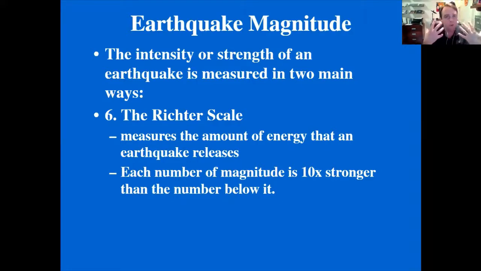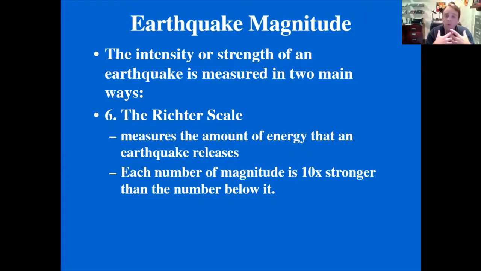The higher magnitude numbers don't happen as often. The higher up in magnitude you go, the less frequent they are. So magnitude 1s, 2s, all the time, every day. Magnitude 7s and 8s, pretty rare, pretty rare. They can happen, of course, and they can happen in some very bad places where they're populated. But again, we measure the energy of the earthquake in terms of magnitude on the Richter scale.